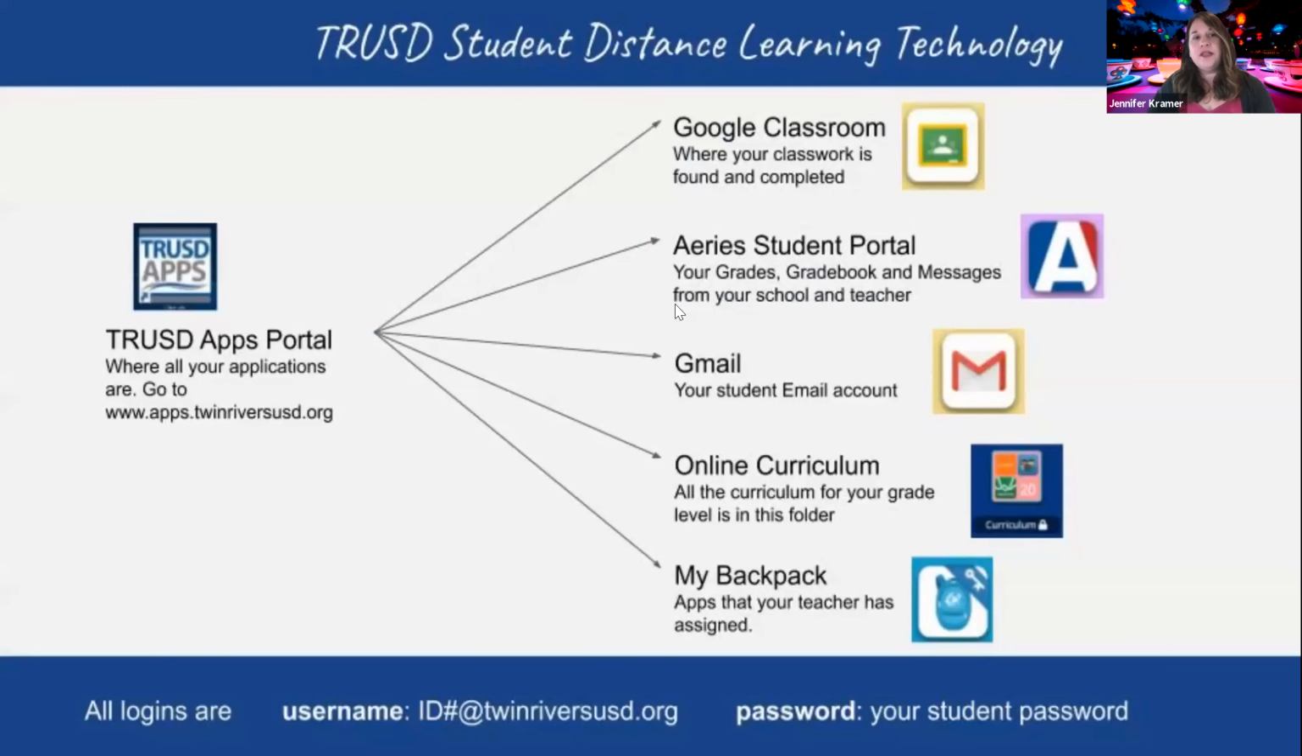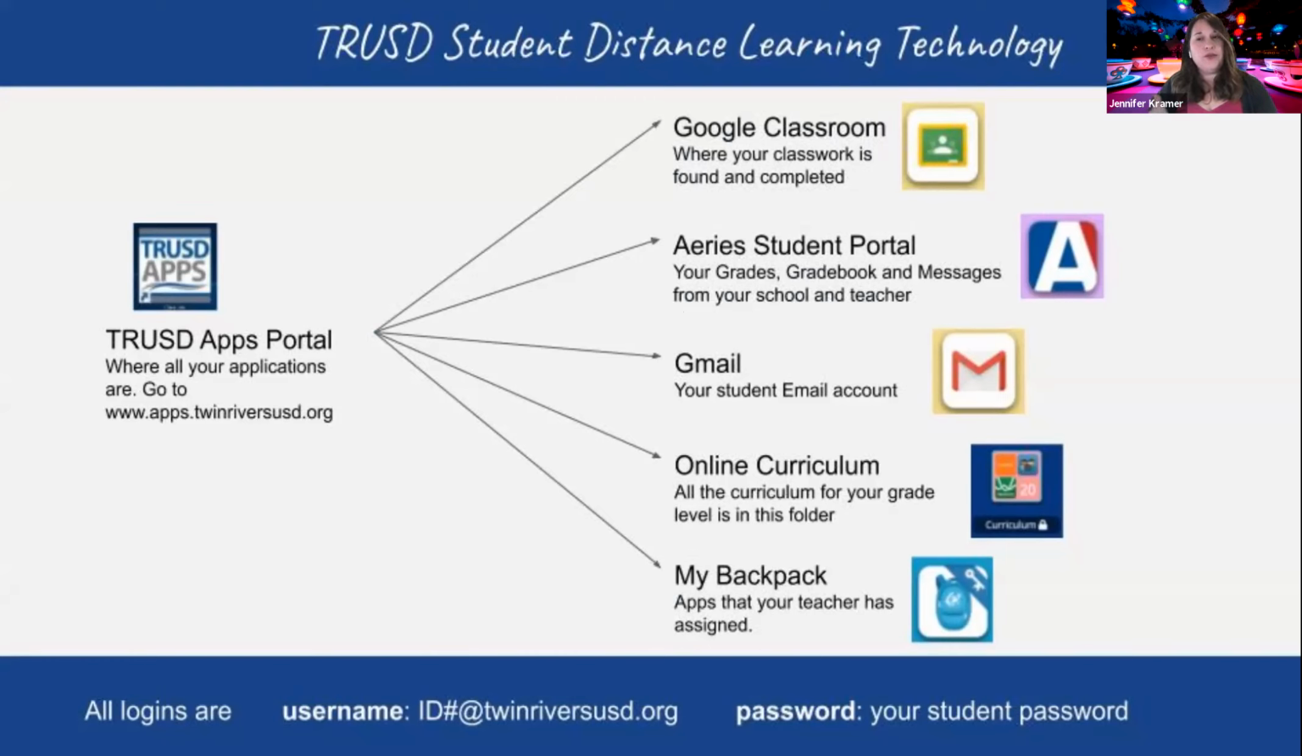So everything that our students need to use goes through the Twin Rivers Apps Portal, and you can get there by going to apps.twinriversusd.org. You don't need the www, just apps.twinriversusd.org. And from there, you're going to find your Google Classroom, the Aries Student Portal, Gmail, and online curriculums, and My Backpack, which has assigned curriculum resources by the teacher. All logins are the student's ID number with the student password.